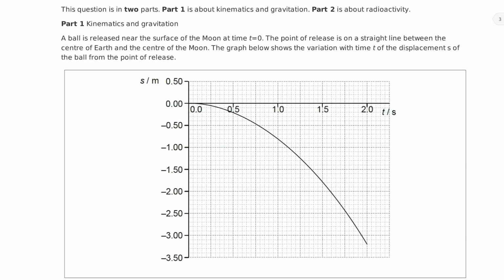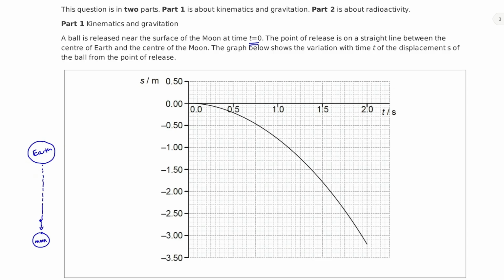Okay, question 6 is a longer question and it's in 2 parts. Part 1 is about kinematics and gravitation, and part 2 is about radioactivity. Let's do part 1 together. A ball is released near the surface of the moon at time t equals 0. The point of release is on a straight line between the centre of the Earth and the centre of the moon. So let's say the moon is here and the Earth is there. The ball is here and it's being released back down to the moon. And that's the Earth, and this is a straight line between the two.